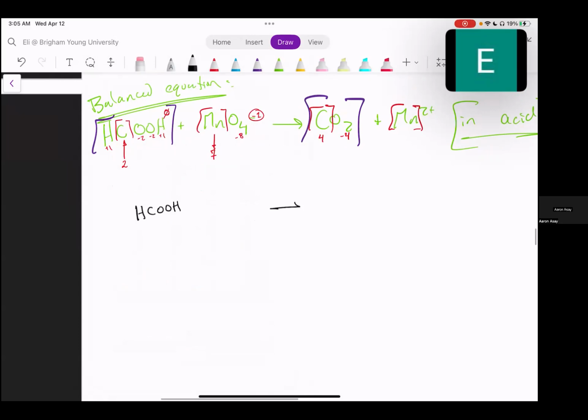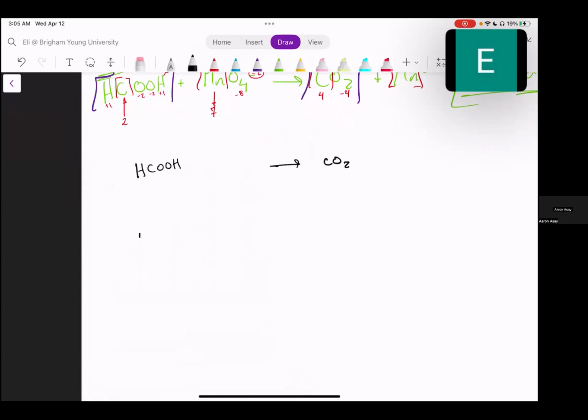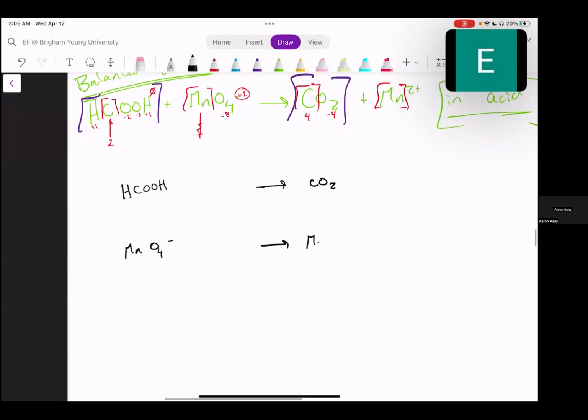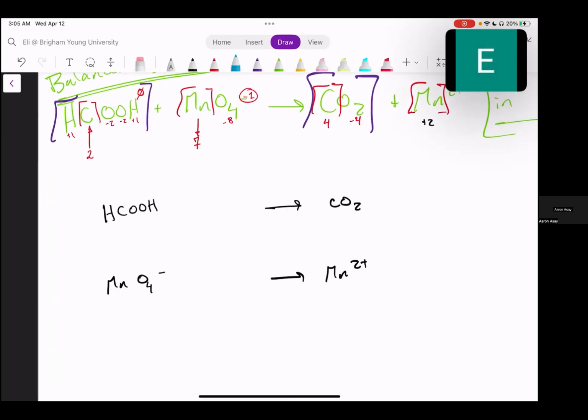HCOOH. And on this side of the equation is going to be CO2. I have MnO4 minus. On the right side of the equation is going to be Mn2 plus. So I already figured, and then this is going to be a charge of +2, obviously. So I already figured out which one is losing electrons and which one is gaining electrons, right?